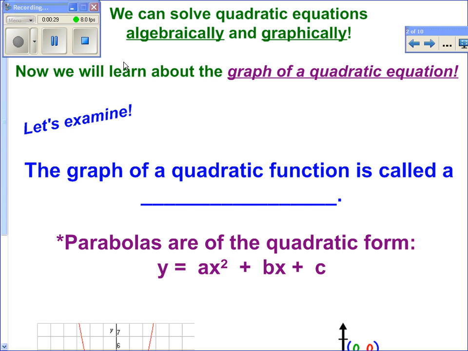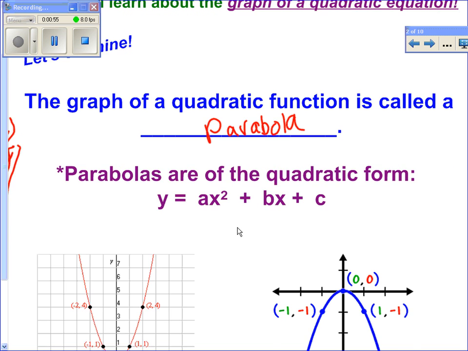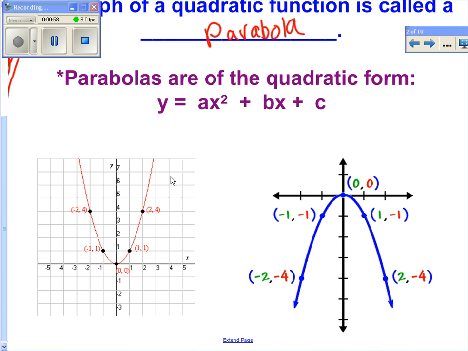All right. We wanted to realize that the graph of a quadratic function is called a parabola. So it's very important that you know that name and what it looks like. They are going to always take the form of ax squared plus bx plus c, okay? And they're going to be U-shaped. This would be a positive, which I'm going to go over in a second, and this one would be a negative.